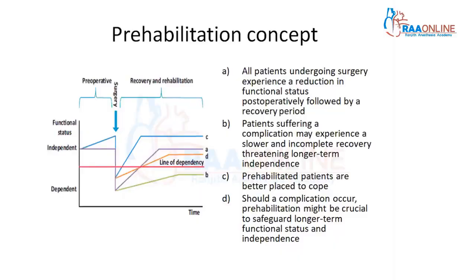Now, what is the concept basically? If you look at line A, all patients undergoing surgery experience a reduction in functional status postoperatively, but then finally recover and go over the line of dependency. What about line B? Now, the patient suffers a complication, unfortunately, and then obviously goes below the line of dependency, but never goes above it. So has an incomplete recovery, threatening long-term independence. So you don't want a patient on line B.